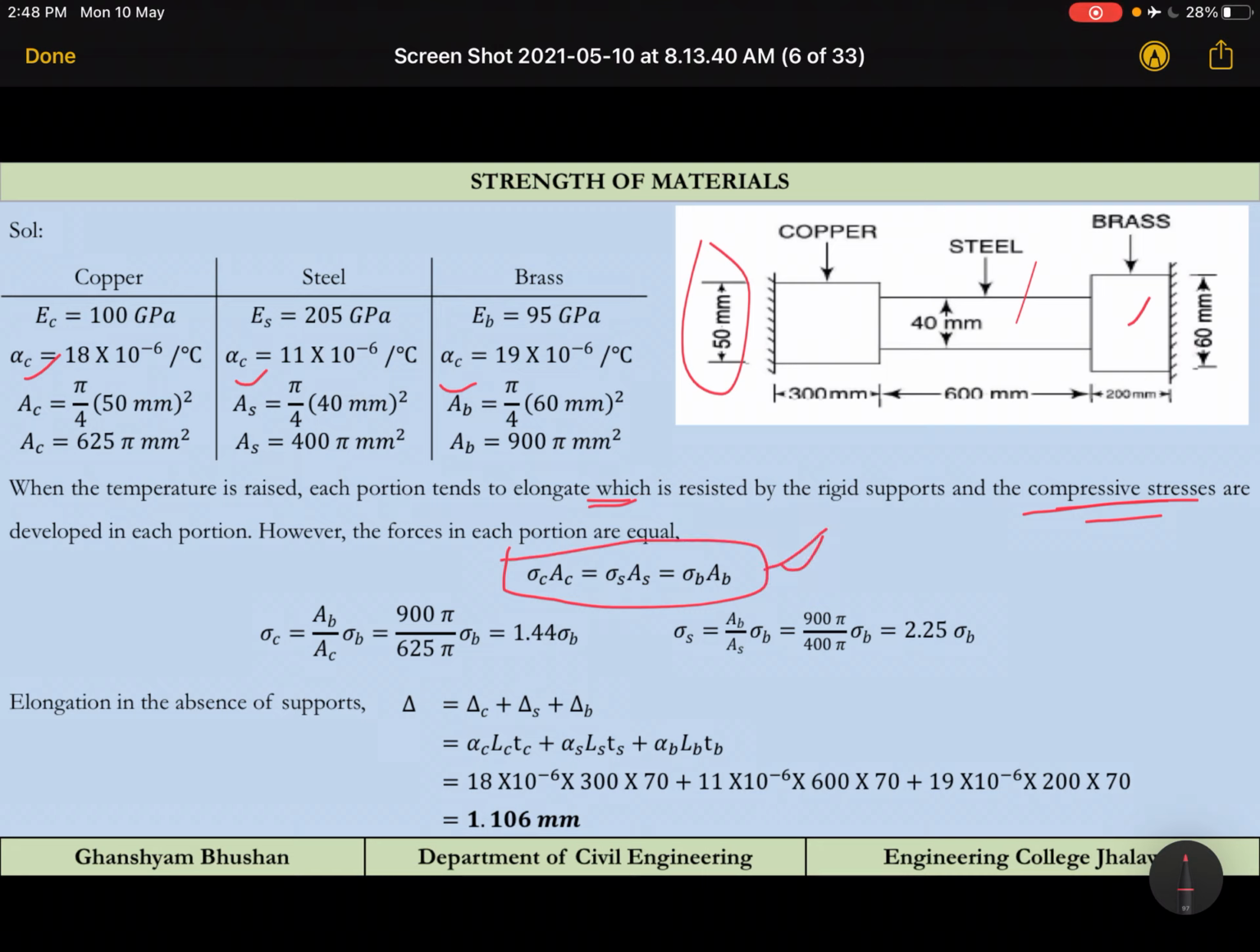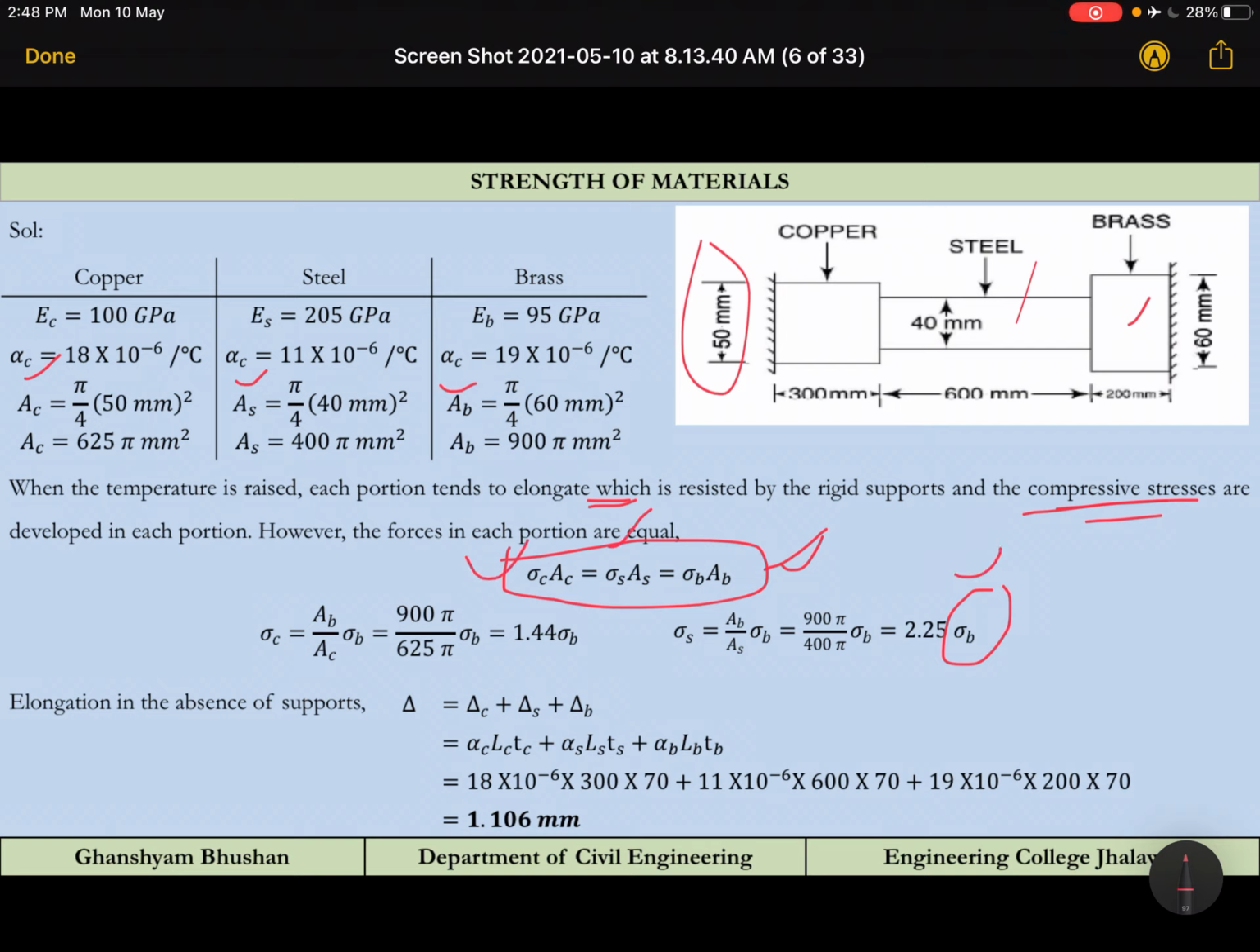So what we will try to do is express two of the variables in terms of one variable. Let us say we are fixing sigma B. We will express sigma C in terms of sigma B and sigma S in terms of sigma B. If you take the first and third, you will get this equation, and if you take the first and second, you will get this equation. So sigma C comes out to be 1.44 sigma B, and sigma S comes out to be 2.25 sigma B. So this is the first relation we have got.